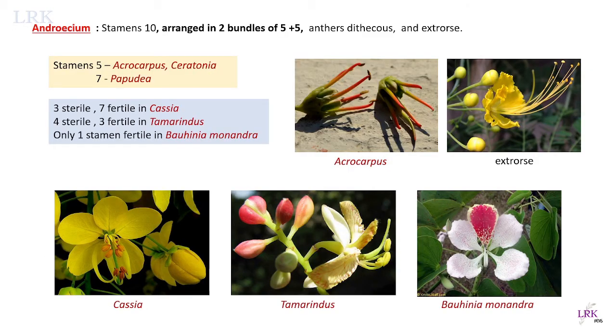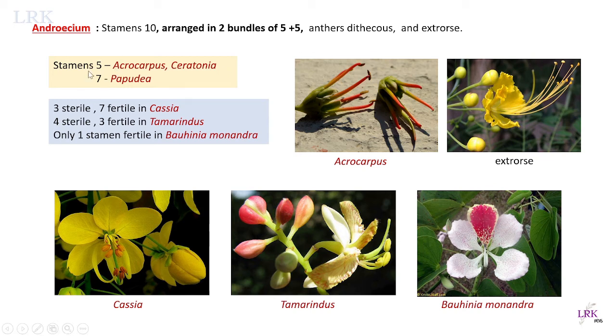And the third whorl, androecium, the first whorl of essential organs. Stamens are 10 in number and they are arranged in two bundles, that is 5 plus 5 condition, seen normally. And these anthers are dithecous and they are extrorse. Extrorse means they are directed towards outside. They dehisce towards outside, away from the center. Such stamens are known as extrorse stamens and they are dithecous in nature.